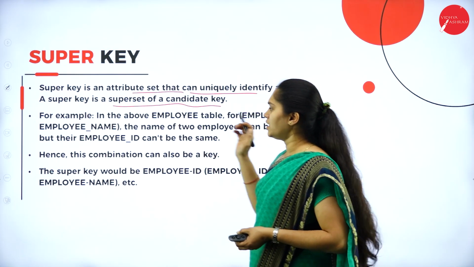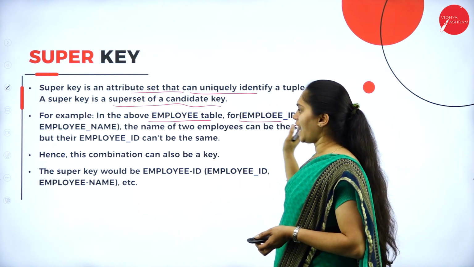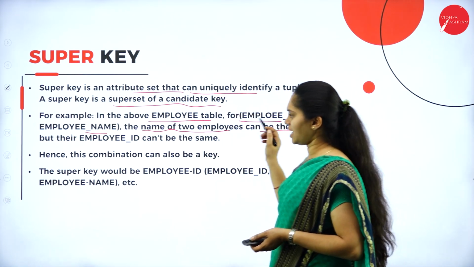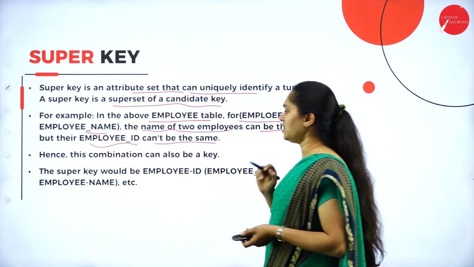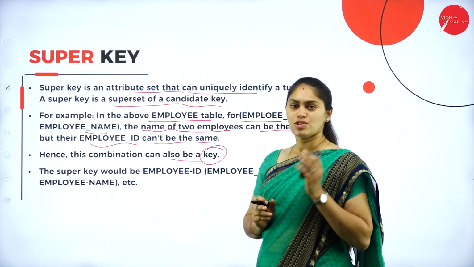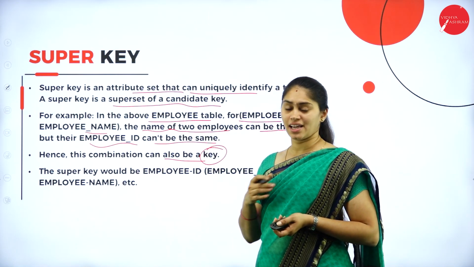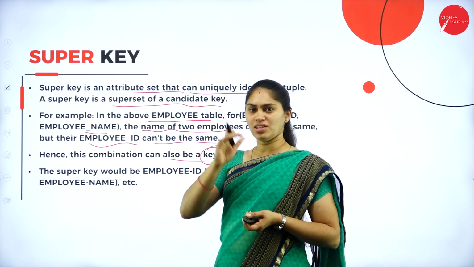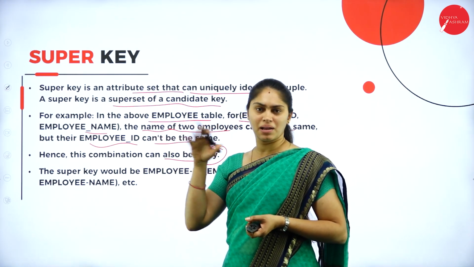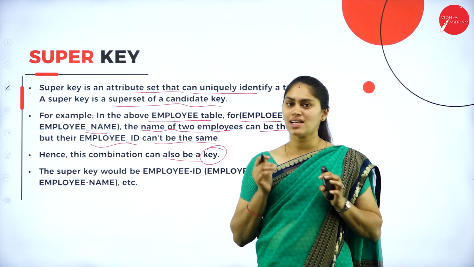Fine. In a particular example like the employee table, we have an employee ID and an employee name. The names of 2 employees can be the same, but their employee IDs can't be the same. So this combination can also be considered as a key, so the super key is a superset of a candidate key. Just imagine I have 8 attributes in the employee table. Employee ID is one primary key and I am left with 7. I will call all those 7 attributes candidate keys.